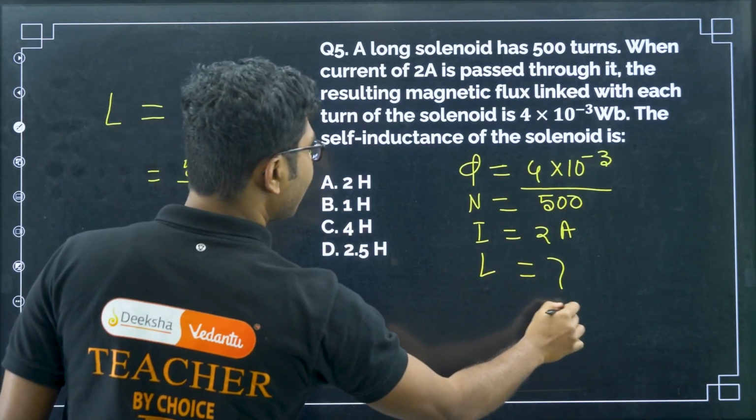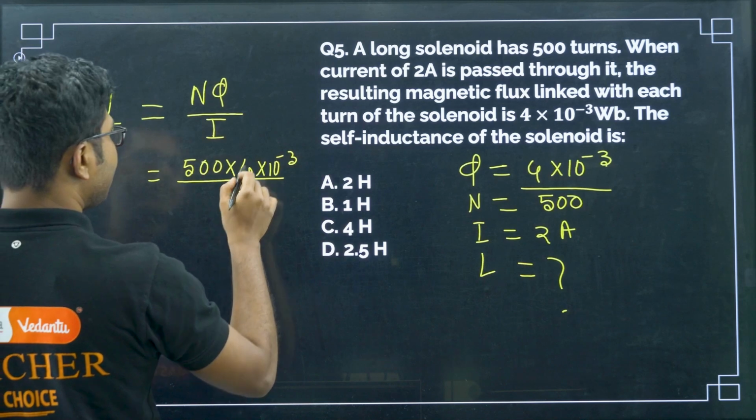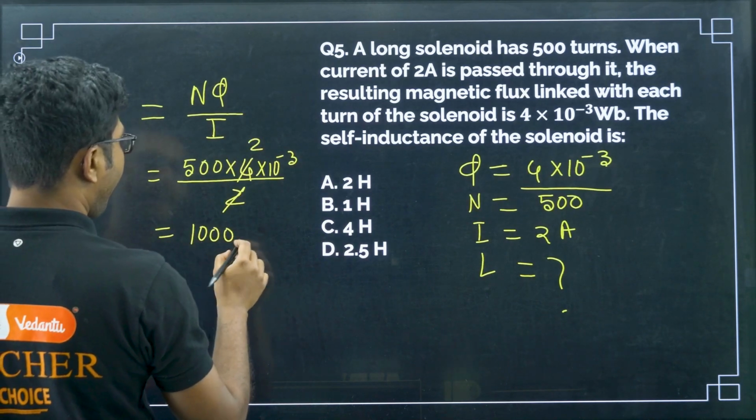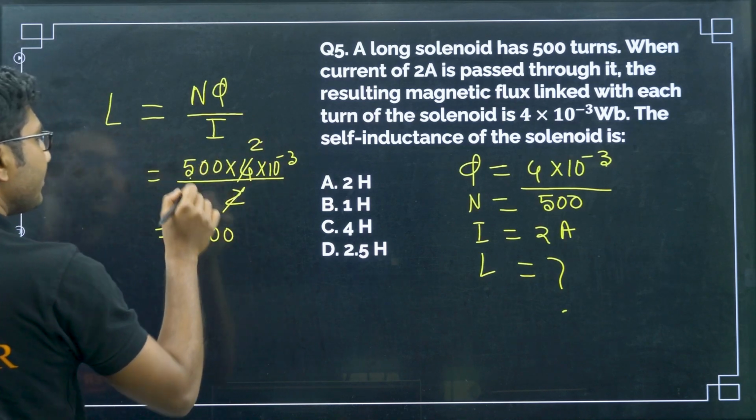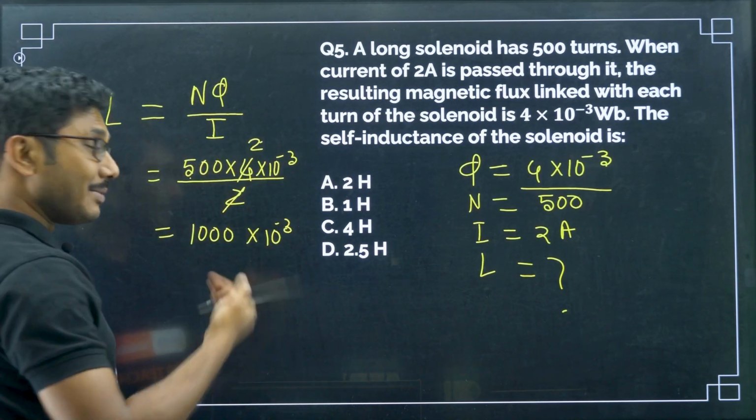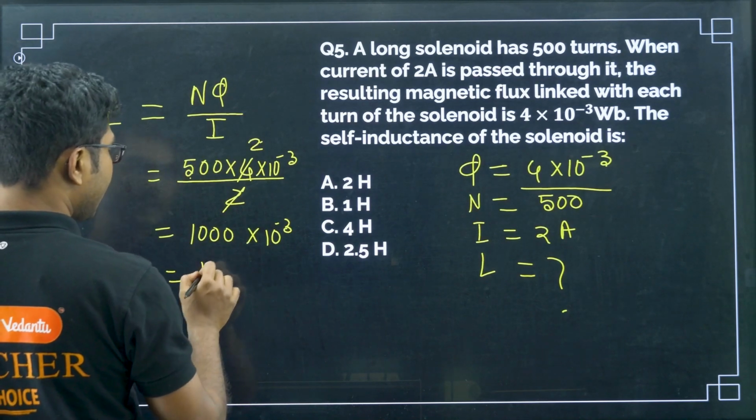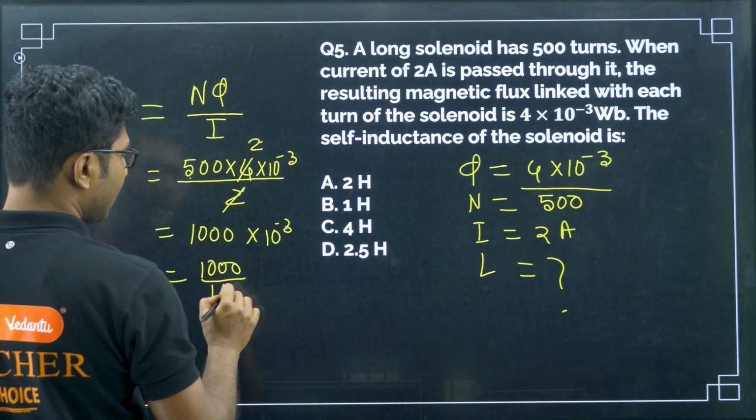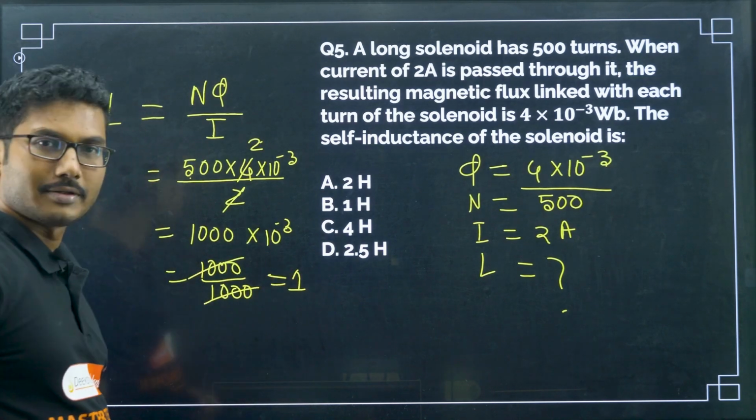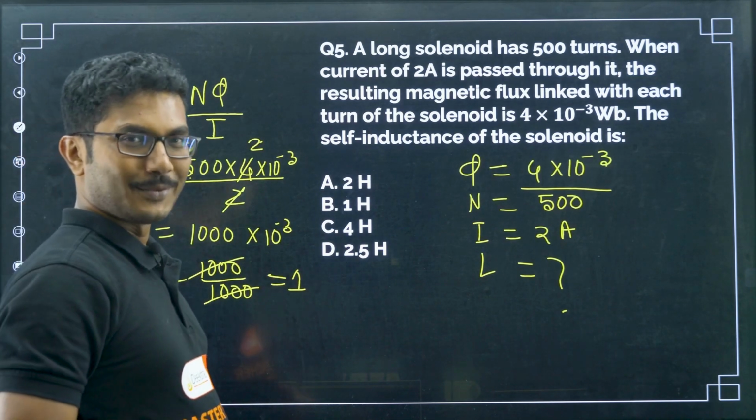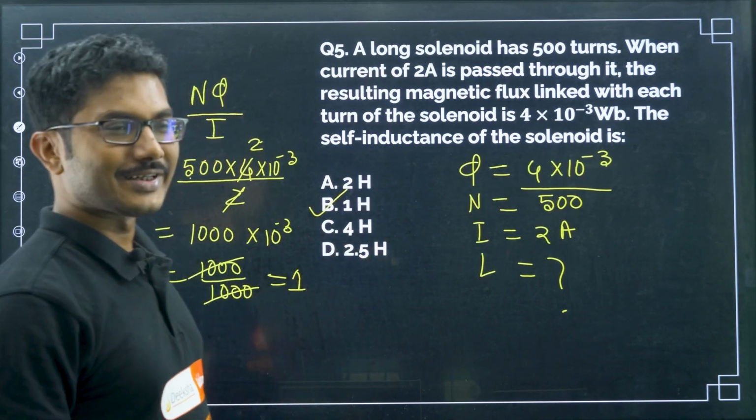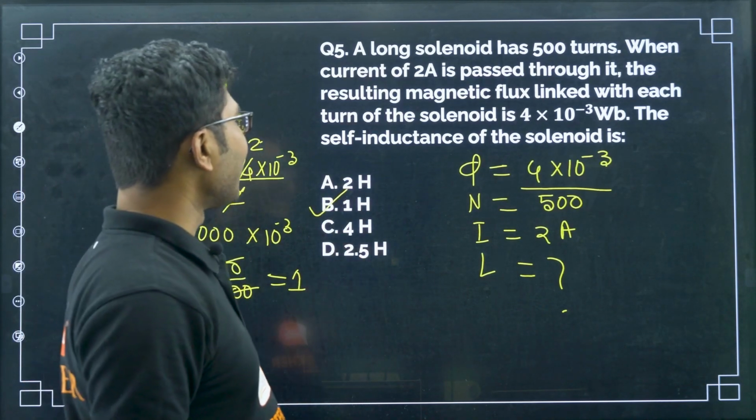So, we have to calculate the self inductance. It will be simple: 2 times 500 is 1000, into 10 to the power of minus 3. 10 to the power of minus 3 means divide by 1000. So, 1000 divided by 1000 is 1. So, it will be 1 Henry, not 1000 Henry. So, the correct answer is 1 Henry.